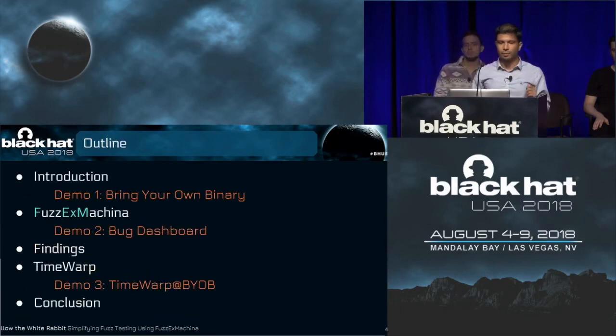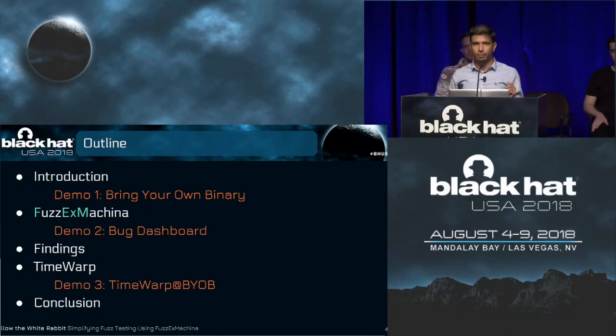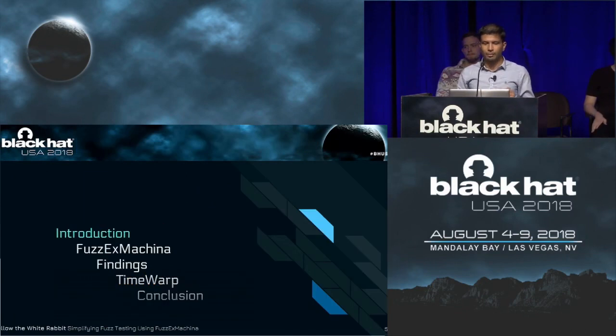Great, so here's a small outline of our talk. I'm going to provide some context behind our work and provide a brief introduction. Then I'm going to show you how you can use FEXM to automatically fuzz software that you care about, the so-called BYOB mode. Then I'm going to hand over the presentation to Vincent, who's going to get into FEXM internals and demo the bug dashboard, so to speak. And finally, Dominique is going to present our findings, a cool new feature called time warp, and finally conclude the presentation. And before that, he's going to show the demo. Great, with that out of the way, let me get started.